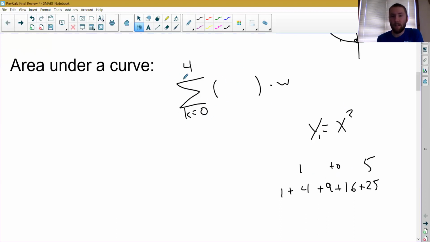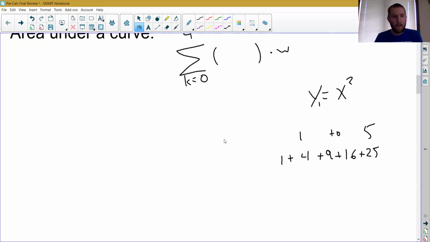Remember, index on the bottom, index on the top, and whatever it is that you're trying to sum up next to that. Okay, so area under the curve, again, was a major part of chapter 2. That was the main thing we were doing in chapter 2, was finding area under a curve. So you can go back and look at that. Obviously, chapter 2 in your first volume of your textbook.